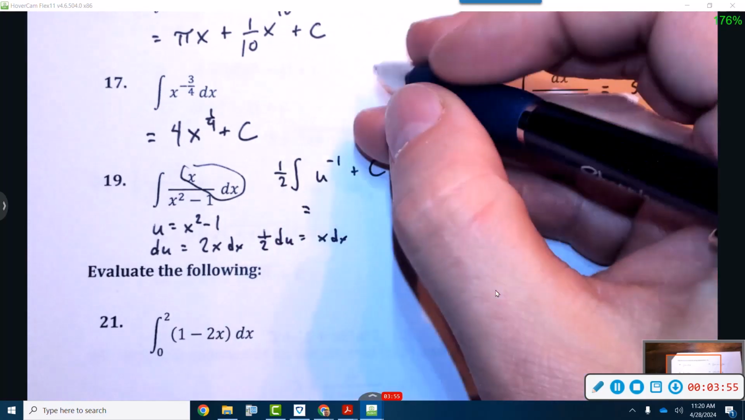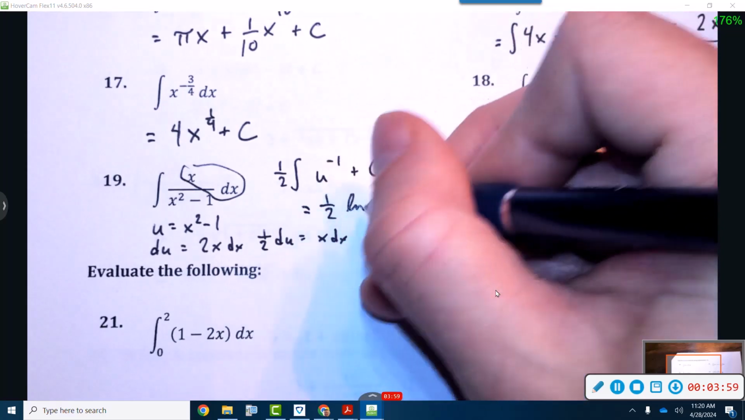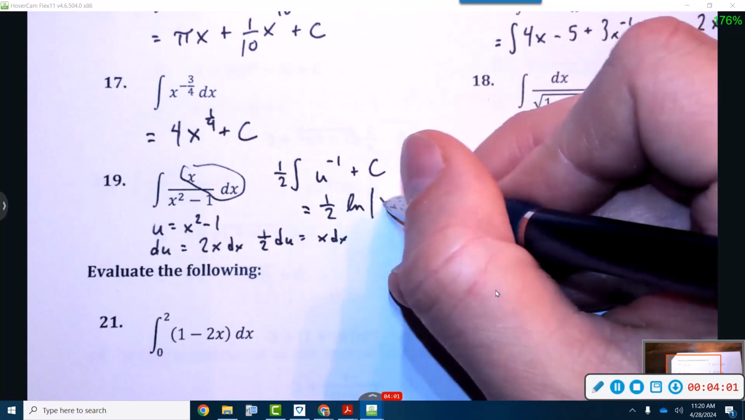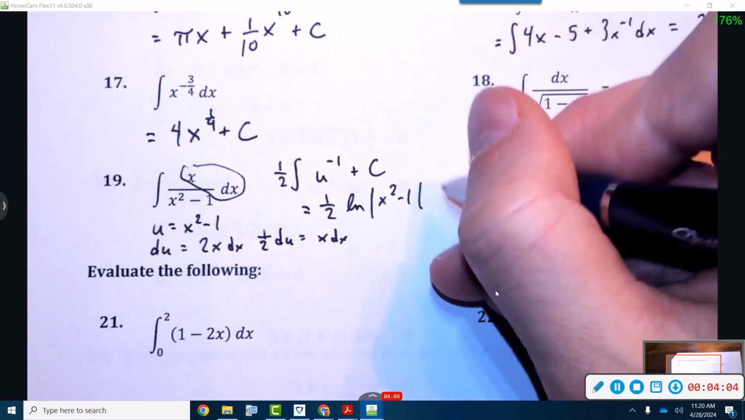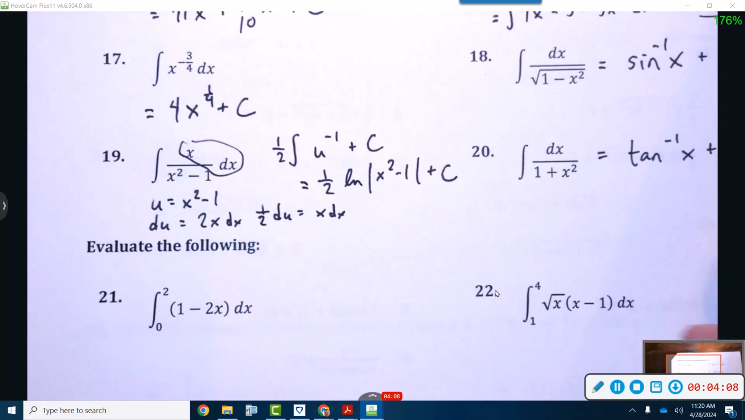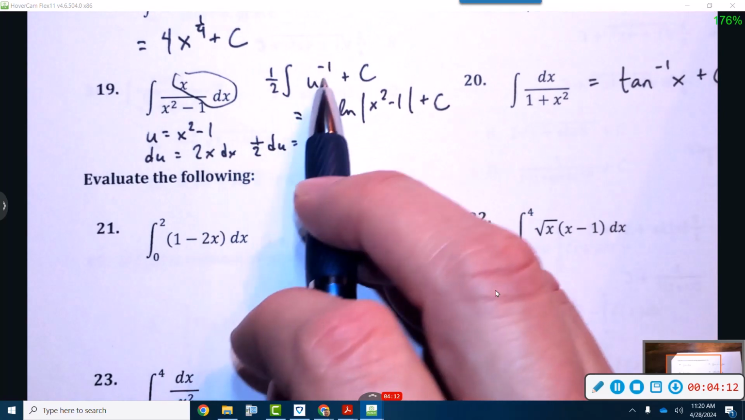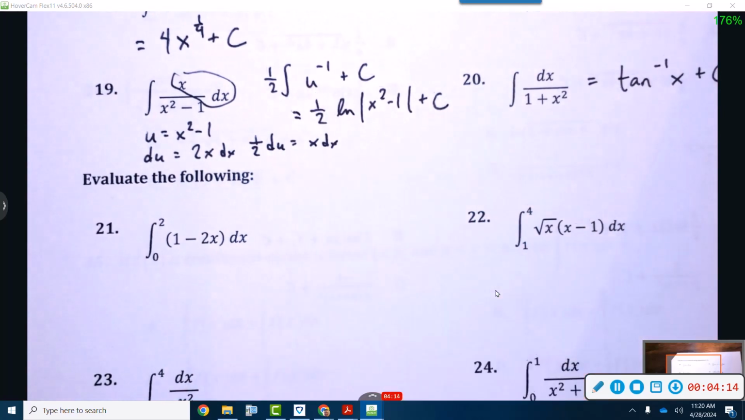All right, so now let's just go ahead. I'm sorry I'm writing this small here, but it's 1/2. The antiderivative of this guy is actually ln. And our u is actually x squared minus 1. Put that guy back in. And that's it. I wouldn't say that's that simple, but that is the guy because he is a special one. So remember the antiderivative is ln.